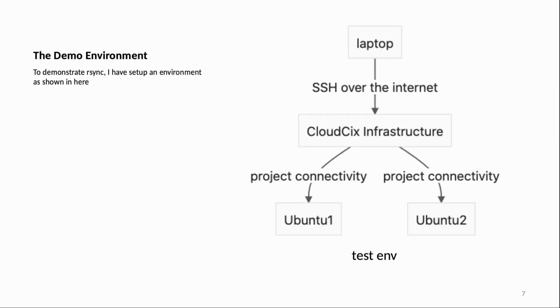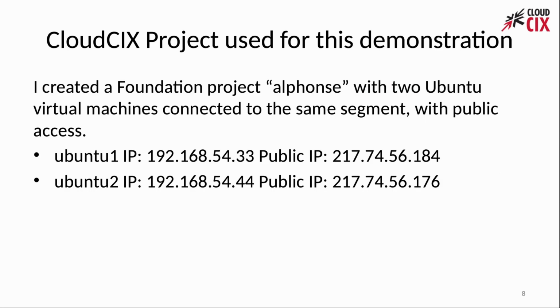This is a very simplistic diagram for what we have. My laptop here, we have the internet, obviously, we have the CloudKicks infrastructure, and then we have 2 Ubuntus defined there. So there's connectivity from the outside world to the project, to the 2 VMs, and then between the 2 VMs because they're sitting on the same segment. I created this project with 2 Ubuntu virtual machines connected to the same segment with the following public IP addresses.